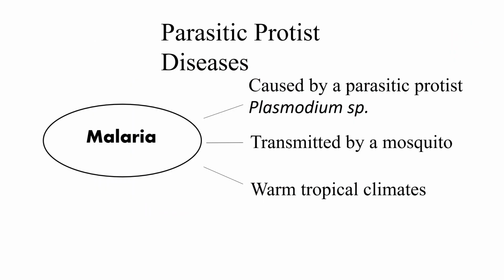So let's go on to our malaria characteristics. You're going to go ahead and find this in your notes and add these 3 facts. Transmitted by a mosquito. They're in warm tropical climates. Not going to find them in Idaho, that's for sure. And it's caused by a parasitic protist called the Plasmodium. Pause the video and write this down, please.